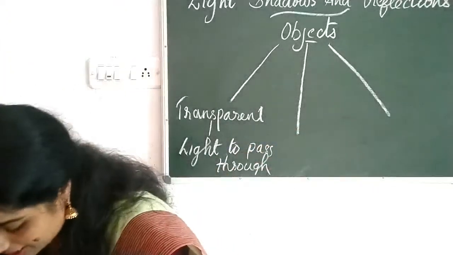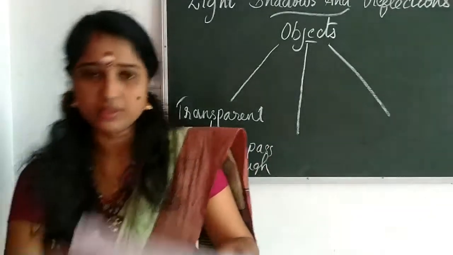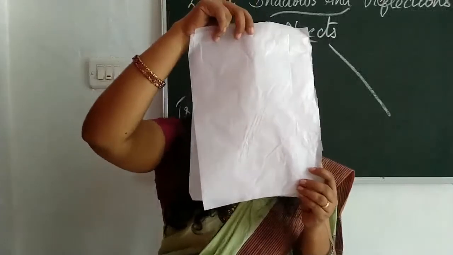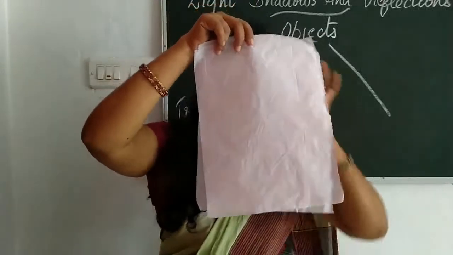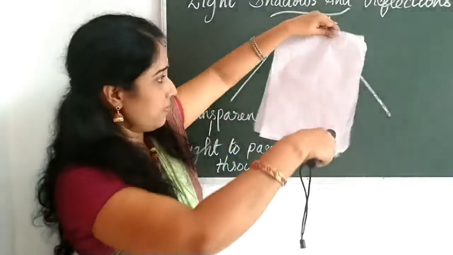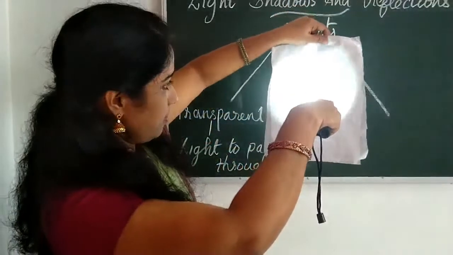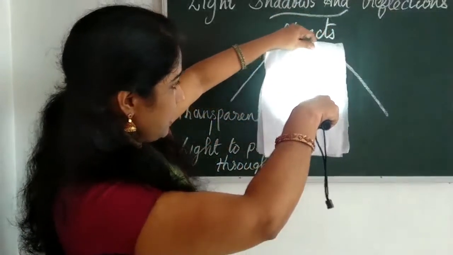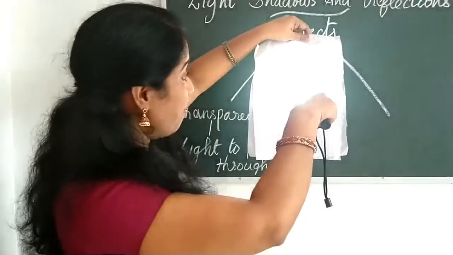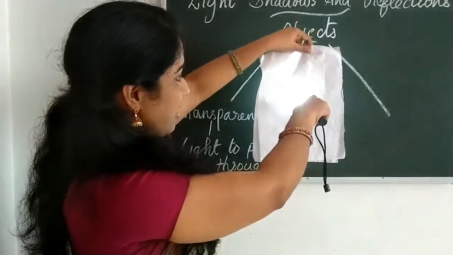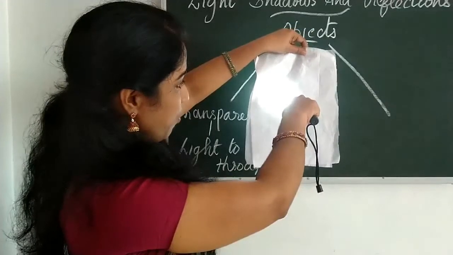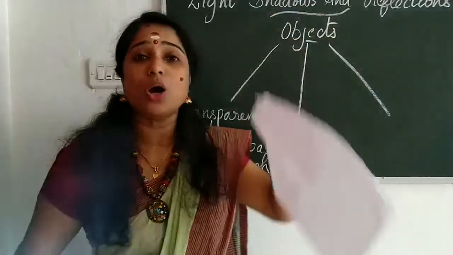I will show you another example. Just observe this object. Can you see my face clearly? No, but still you could see something there, isn't it? Just observe it. See? The light passes through this object only partially. A small amount of light only passes through this object.